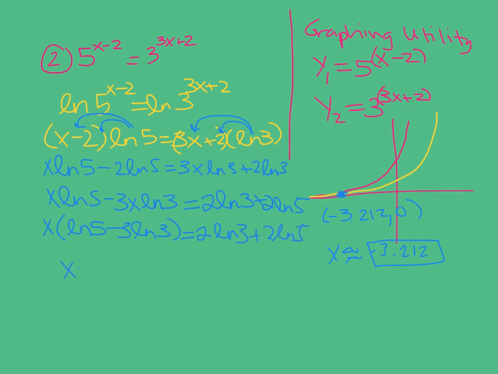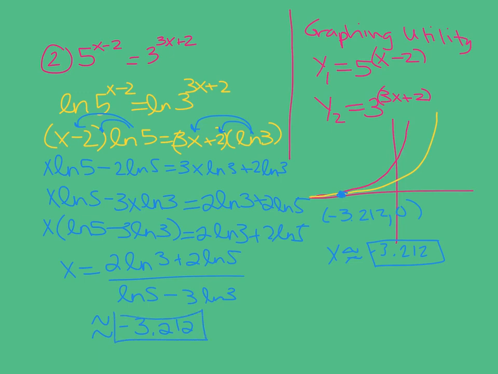And so my final answer for x, this is going to be my exact answer, is going to be 2 times the natural log of 3 plus 2 times the natural log of 5, all over natural log of 5 minus 3 natural log 3. And hopefully we didn't make any mistakes in the meantime. That's always something to be aware of when you're doing this. Just go slowly. And if you evaluate this on your calculator, you should get negative 3.212, which is what we got on the right-hand side.